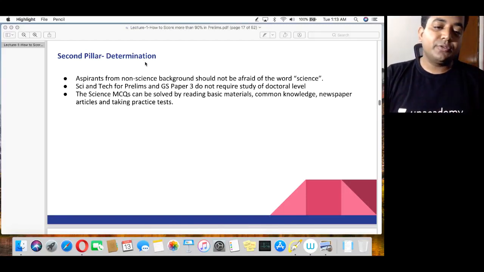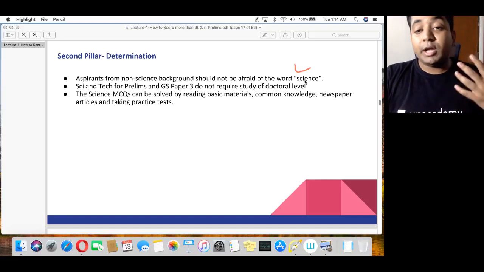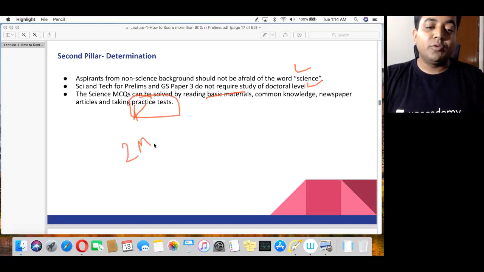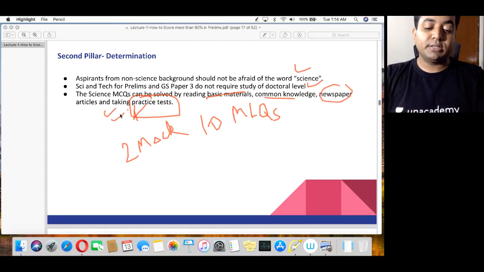Now the second pillar is determination. Whether you are a science student or a non-science student, everybody has a fear of science, but you should not be afraid of the word science. As I have said, they do not require you to become a scholar, and they can be solved easily by reading basic material and practice tests. This is the most important thing, and we will have 2 full-fledged mock tests, and after every class I will also include 10 MCQs so that we can see whether you have grasped the concepts or not. Then common knowledge, newspaper articles, and taking practice tests.